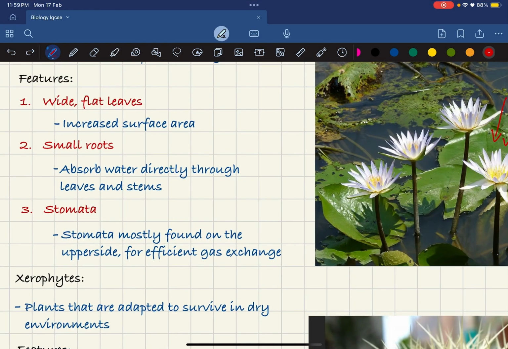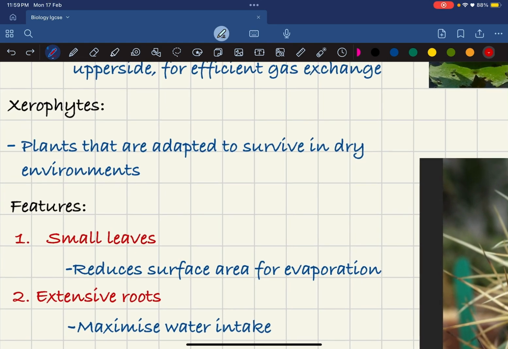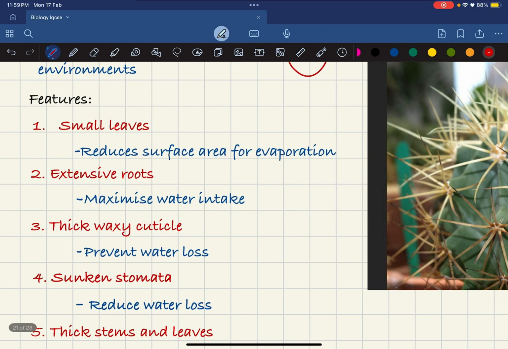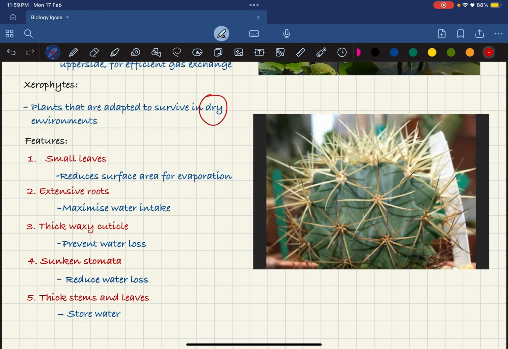Now that's that. Let's look into xerophytes now. Xerophytes are basically plants adapted to survive in dry environments. Some of its features: the first feature is that it has small leaves, which reduces surface area for evaporation.